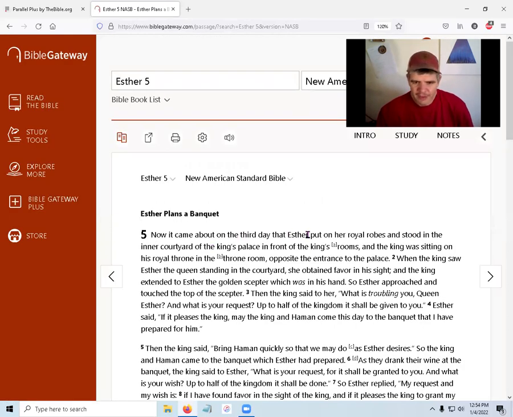So now it came about on the third day that Esther put on her royal robes. Oh, it doesn't say she got all dressed up. She was fasting. She wasn't eating food. Hopefully she doesn't look bad. Stood in the inner courtyard of the king's palace. The king was sitting on his royal throne. When the king saw Esther standing in the courtyard, she obtained favor in his sight. The king extended Esther the golden scepter. So Esther approached. I guess that's a good thing. What is troubling you, Queen Esther? What is your request? Okay, good. So she got in good with the king.